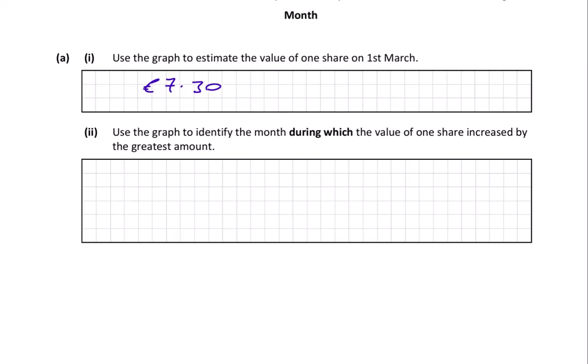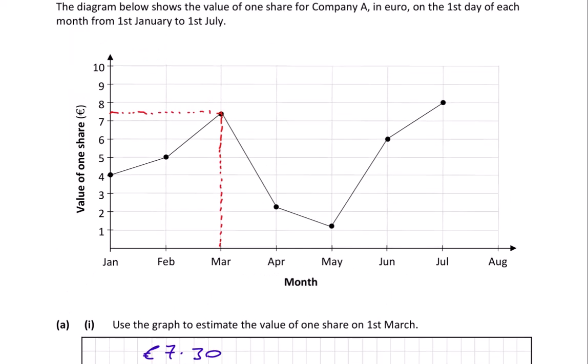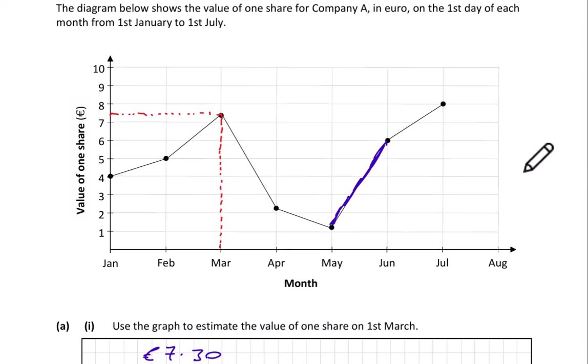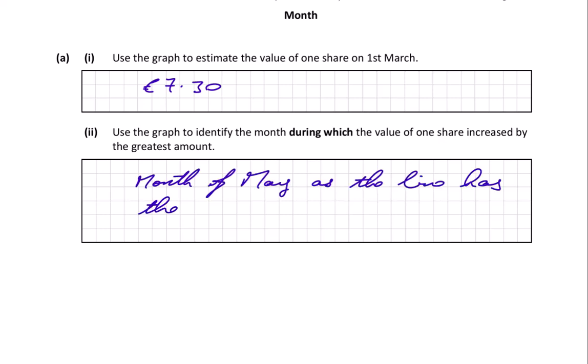Okay, next question. Use the graph to identify the month during which the value of one share increased by the greatest amount. If we look at the graph here, we need a line between 2 points that has the greatest slope. We can see here, this part here, the line has the greatest slope. It's the steepest line. I'm going to say between May and June because it has the greatest slope. So it's the month of May, as the line has the greatest slope.